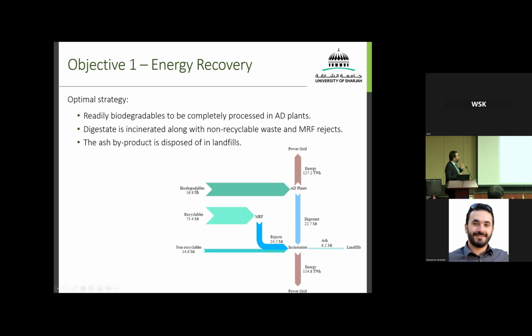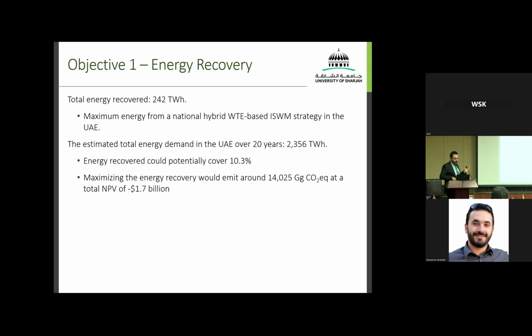So the first objective, number one, if you want to have energy recovery, maximum energy recovery, with no regard of the cost, with no regard of the environmental footprint, then of course, use both technologies. The biodegradables should go to the anaerobic digestion plant, and the non-recyclables would go to the incineration, and the rejects of the MRF would go also to the incineration. So this is the technology that yielded the highest energy yield, okay? These are numbers over 20 years, because they are excessively high, of course. As I said, this is from the energy side.